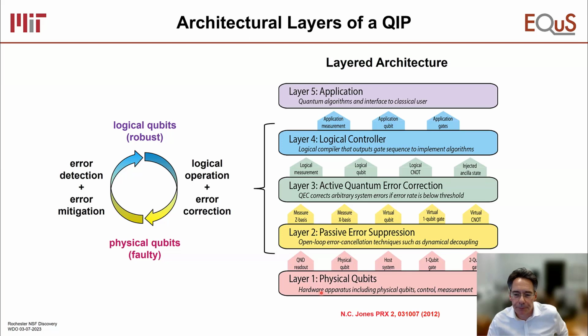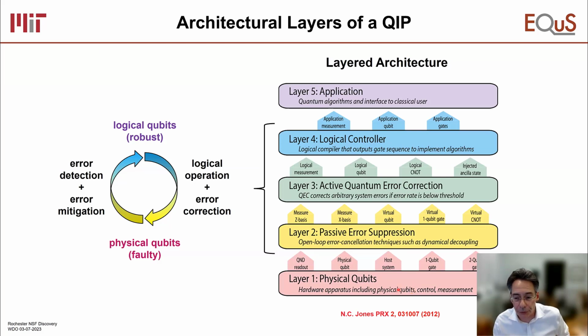And the layers that you see here start at the bottom with the physical qubit layer, say superconducting qubits laid out on a chip. At the top, you have the application layer, which is basically the human-computer interface, a terminal, which is a classical computer, where we program the quantum algorithm. Which gates do we need to apply? And that, of course, is interpreted by a logical controller, that's layer 4 here, which compiles those gates, uses the electronics to generate them, and applies them to the physical qubits.